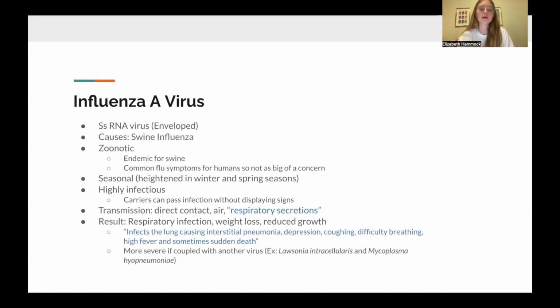It can be more severe if coupled with another virus like Lawsonia interstellaris and Mycoplasma pneumonia.